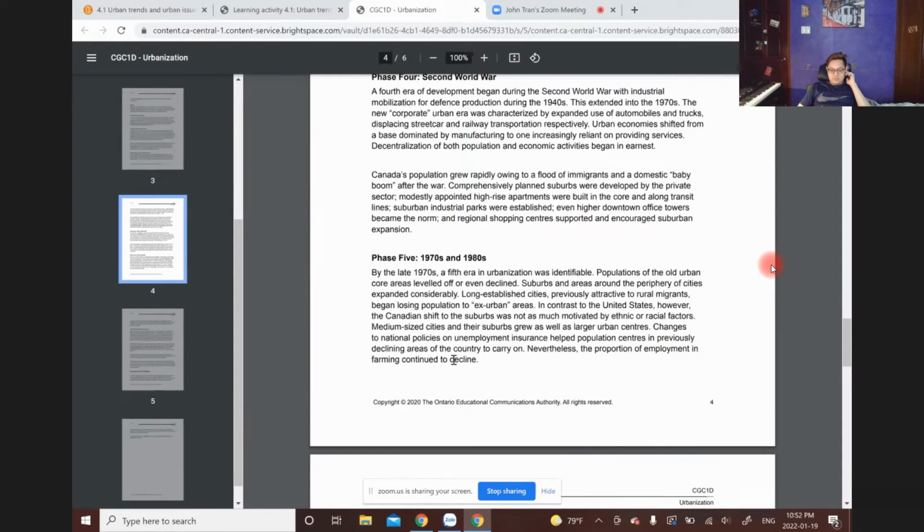Phase 5, 1970s and 1980s. By the late 1970s, a fifth era in urbanization was identifiable.